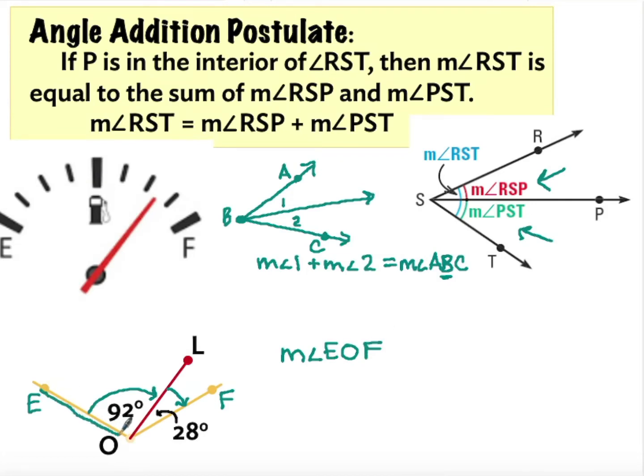EOF is the entire big angle. And if you understand the angle addition postulate, all you'd have to do is take the 92 plus the 28, and that would equal the measurement of that big, huge angle. So 120 degrees would be the measurement of EOF. This entire angle right here would measure 120 degrees.